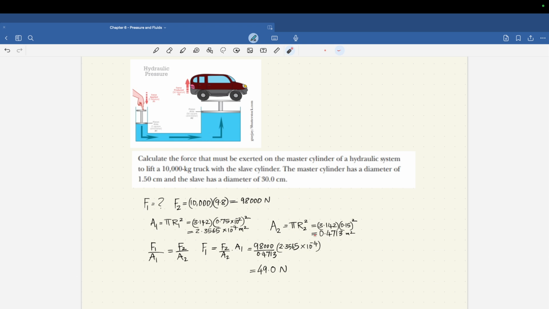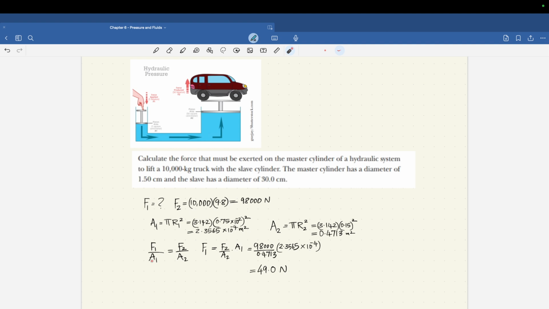Similarly, the area of the bigger one is pi r2 squared. So half of this is 15, and change that into meters, 0.15. So when you do the math, you get 0.4713 meters squared. So you got A1 and A2, and you have F2. You have 98,000 Newton. How did we get that? Remember, this is mass. You got to multiply it with 9.8 to get the force, and then plug it into this formula.